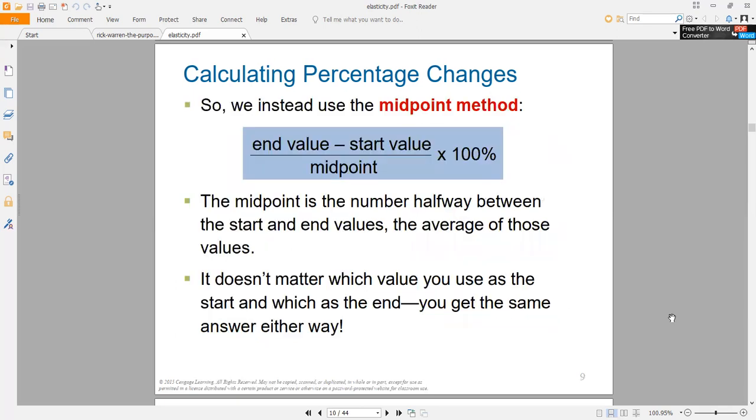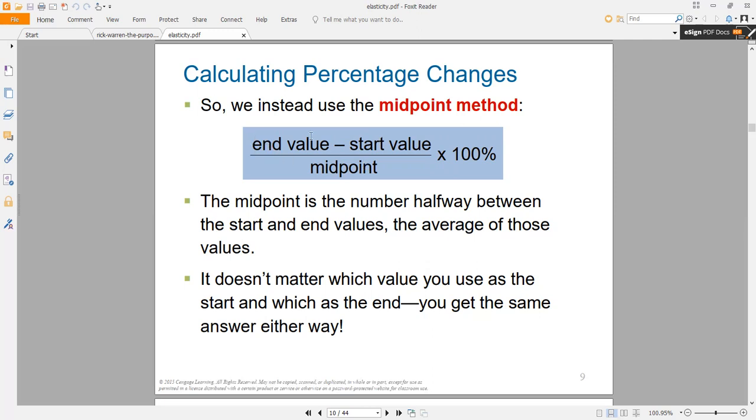Okay, that is why we use something called the midpoint method. The only difference is that after you find the difference between the end value and the start value, we don't divide it by the start value. We divide it by the midpoint, or the average of the end value and the start value. So we just add the two values and divide by 2. That will be the denominator. But in the previous one, the denominator was just the start value. That is what was causing the differences in the coefficients based on the direction that we move.